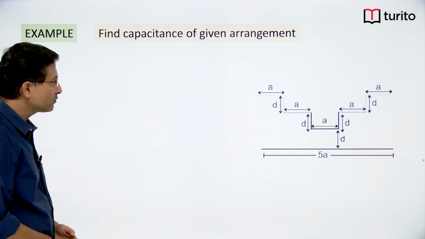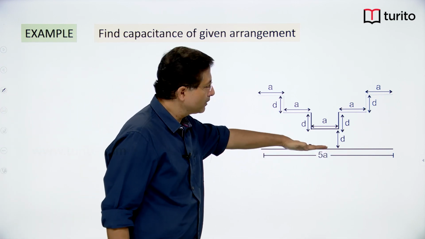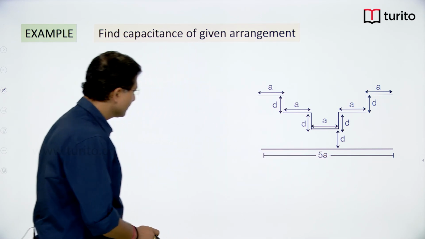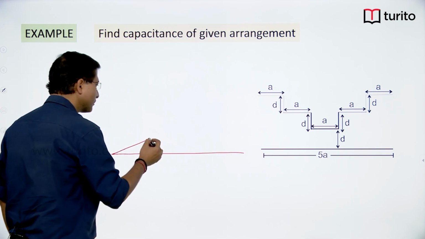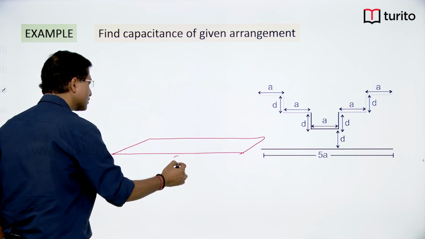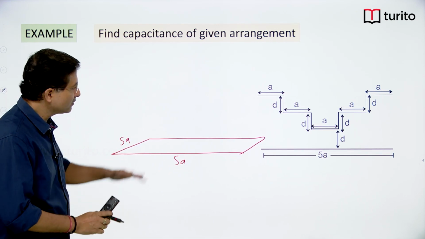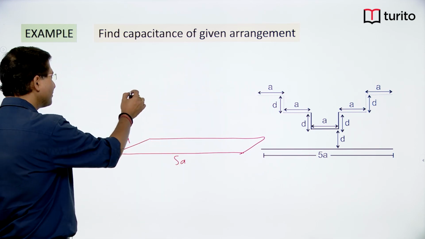Now see this one. There is a big plate, 5A cross 5A, right. So, I will try to draw this diagram in 3 dimensions. There is a big plate like this, this is 5A and this is 5A. Now, above this plate there is this arrangement, a step-by-step arrangement.